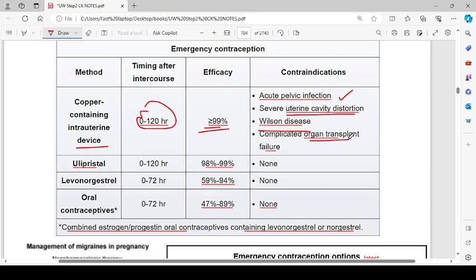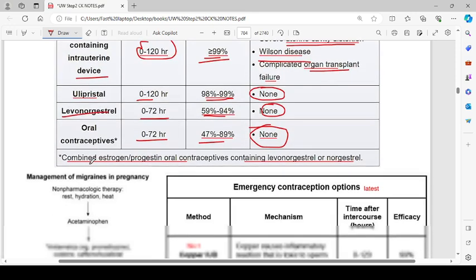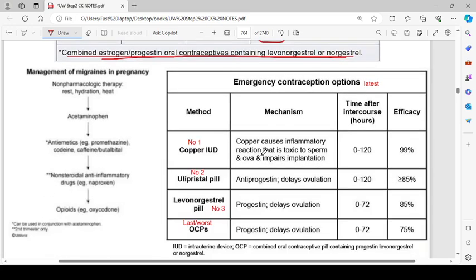Complicated organ transplant failure. Ulipristal 0 to 120 hours, 98 to 99%, and there are no contraindications. Levonorgestrel, timing after intercourse is 0 to 72 hours, efficacy is 59 to 94%, and there is no contraindication. And oral contraceptives, timing after intercourse is 0 to 72 hours, efficacy is 47 to 89%, and again there is no contraindication. Combined estrogen progestin oral contraceptives containing levonorgestrel or norgestrel.